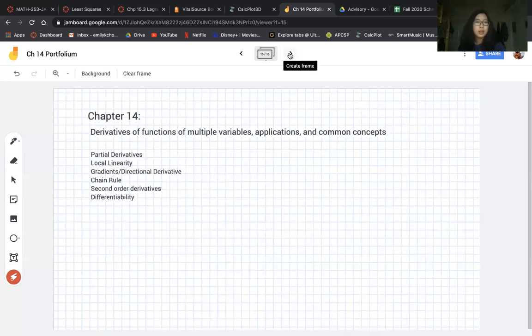So the basic concepts of chapter 14 are derivatives of functions of multiple variables, how we can apply them, and other common concepts that we need to know for other applications.